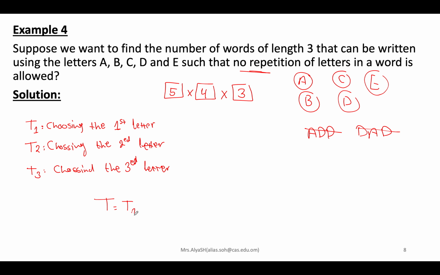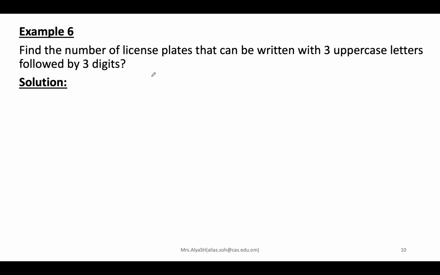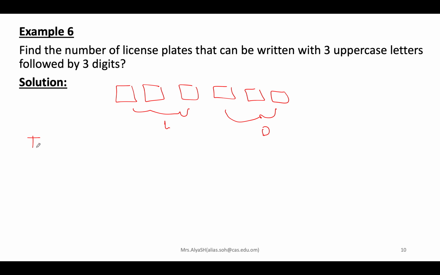Okay, now here we need to find the number of license plates that can be written with 3 uppercase letters followed by 3 digits. So here we got 1, 2, 3, and they should be letters, and then we got 3 digits. So task 1 is choosing letter 1. Task 2 is choosing letter 2. Task 3 is choosing letter 3.